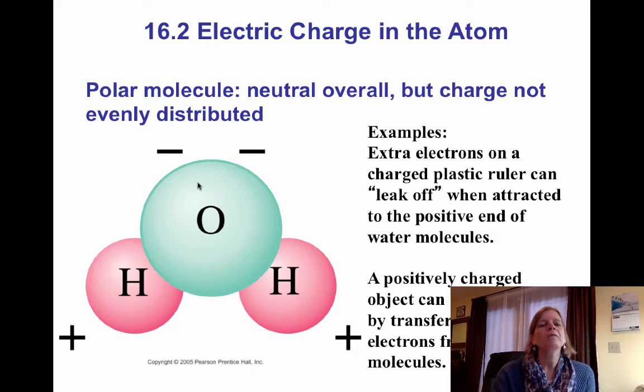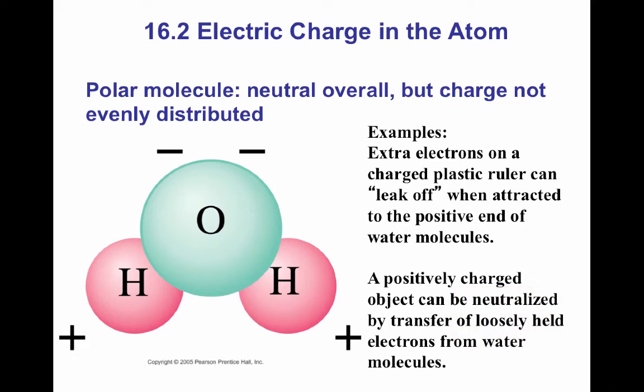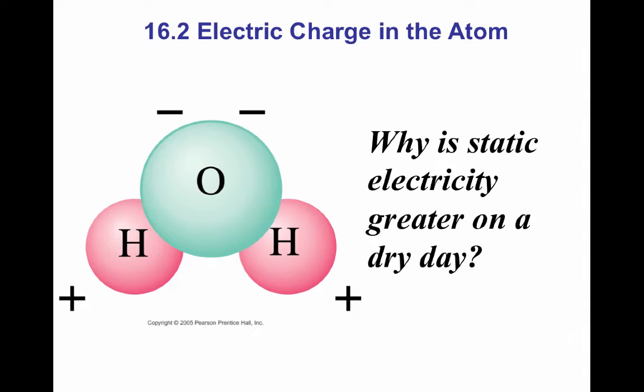And so what happens? You get water molecules in the air. Our air has oxygen and nitrogen and so on, but there also is moisture in the air, which is water molecules. And extra electrons, say on our charged plastic ruler, can leak off when attracted to the positive end of water molecules. So our plastic ruler gives up electrons to water molecules in the air. Or a positively charged object can be neutralized by the transfer of loosely held electrons from the water molecule to that object. So that's why objects that have static electric buildup don't tend to stay charged. Okay.